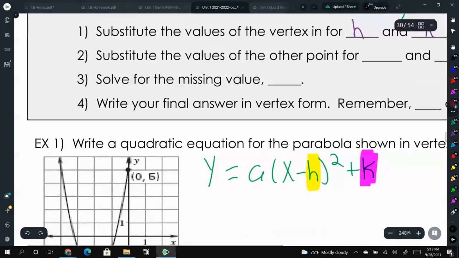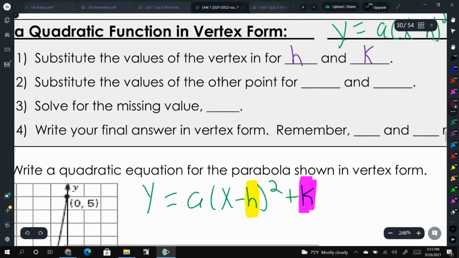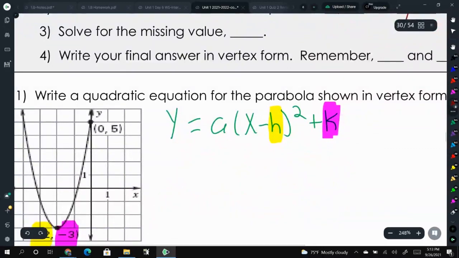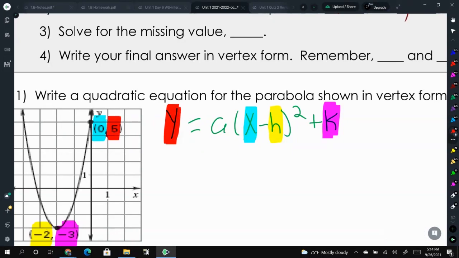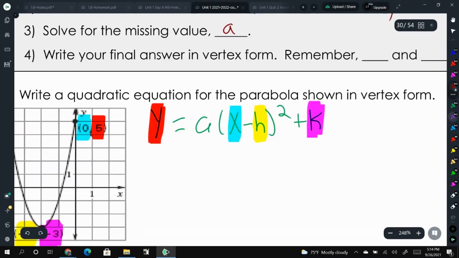Now we look at the point. We have another point on this graph that we can substitute x and y. So let's highlight again. We have x and we have y. And you'll notice that the only thing I don't have highlighted is the missing a value. So we're going to solve for that missing a value.